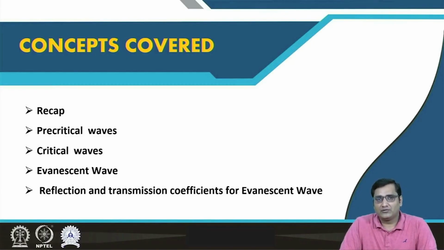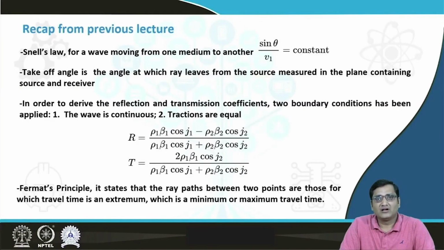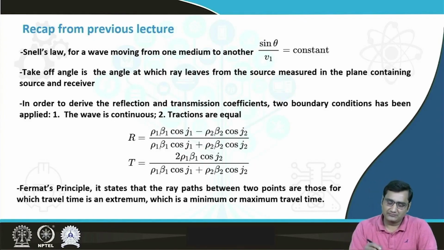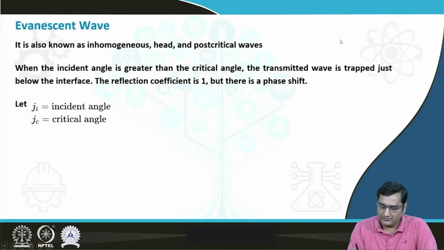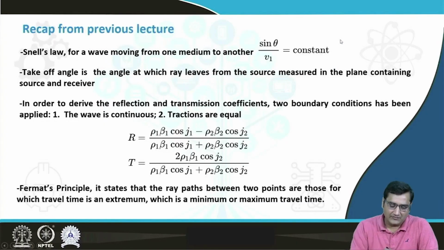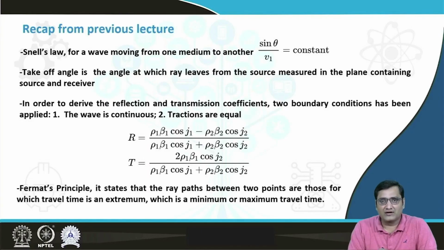Before we go and talk about all these waves, we are going to have a recap of the previous lecture. In the previous lecture, we talked about Snell's law. When the wave is going from one medium to another medium, the horizontal ray parameter of the ray remains constant. That means sin theta by V1 is equal to constant. And then we talked about the takeoff angle. This is the angle at which the ray leaves from the source. It is also measured in the plane containing source and receiver.